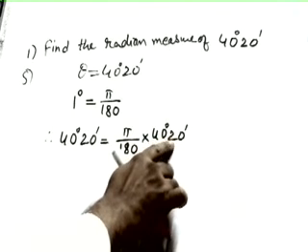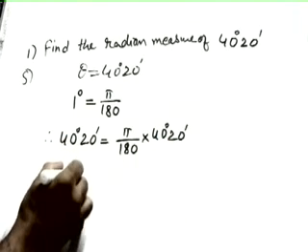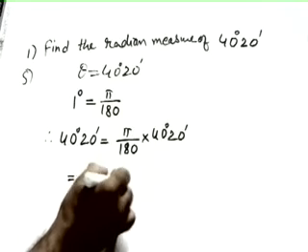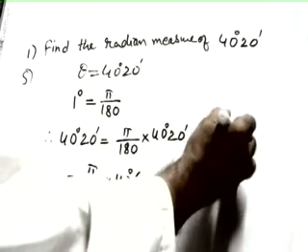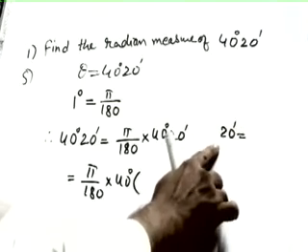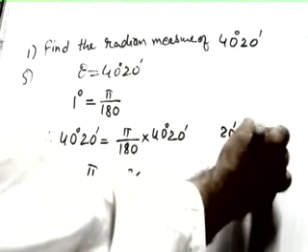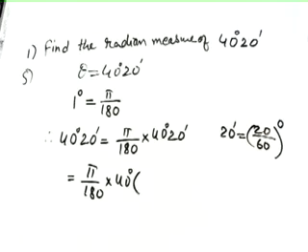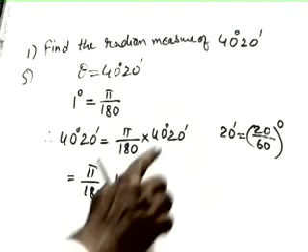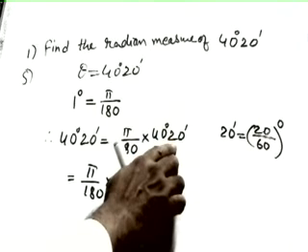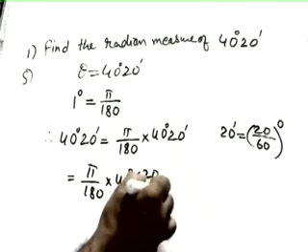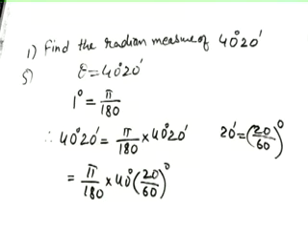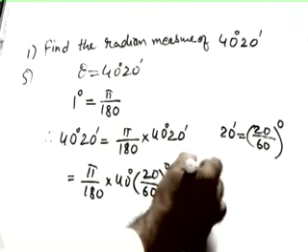Now see here, we have to change this 20. I will just explain, watch carefully. It equals pi by 180 into 40 degrees plus the minutes. Now these minutes should be changed into degrees. How can we change minutes into degrees? We have to divide by 60. If we divide by 60, it will become degrees. So 20 minutes can be changed into degrees by dividing by 60, so it is 20 by 60 degrees.